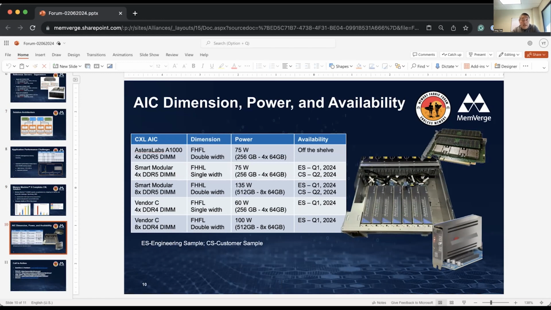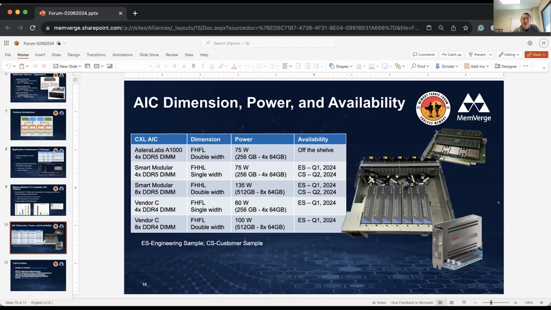First up is Astera Labs, the A1000. If you haven't seen the picture, this is the A1000. I actually saw the real device this morning, and it looks great. Smart Modular has another system that takes a 4 DIMM slot, and it's single width, so you can fit it into more servers. They also have the 8 DIMM system, and we're also working with another partner that's sampling their system as well.